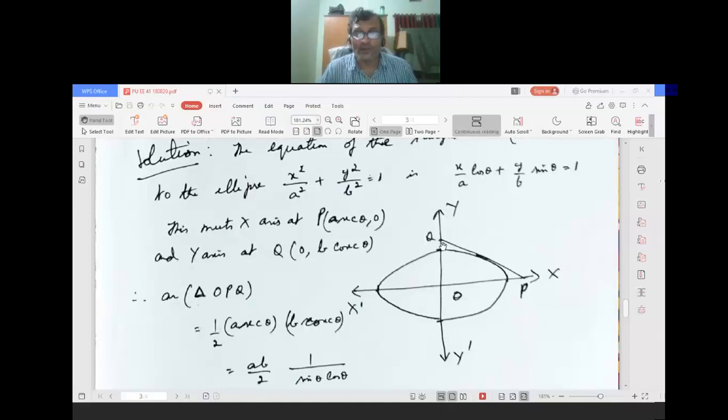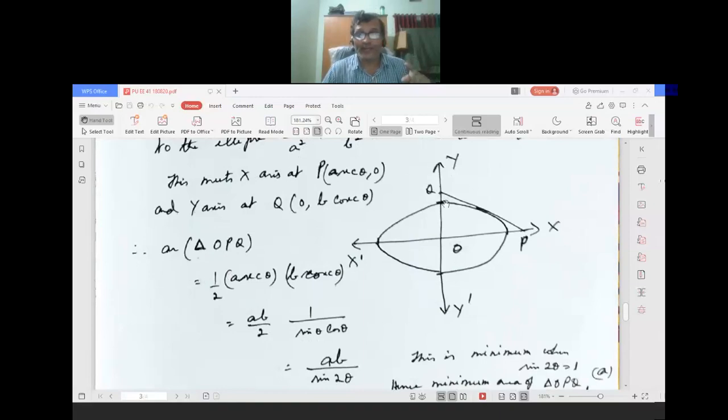Q is a point on the y-axis. Any point on the y-axis, x coordinate is 0. So Q is 0 comma, so x coordinate is 0. So y coordinate will be b by sin theta, that is b cosecant theta. So 0 comma b cosecant theta.